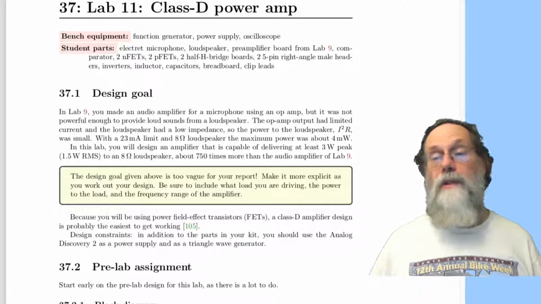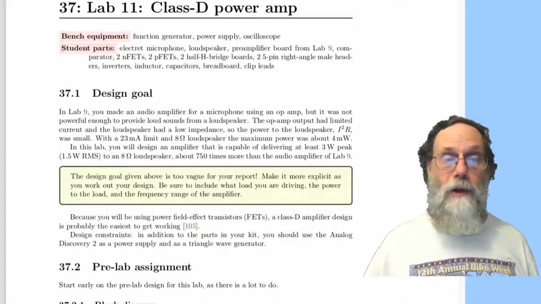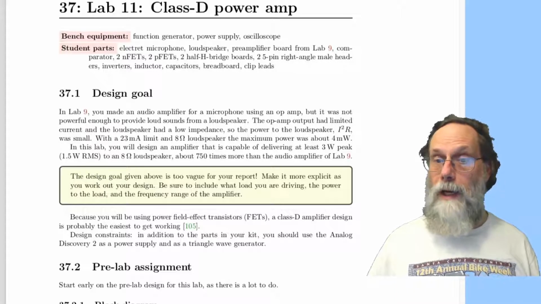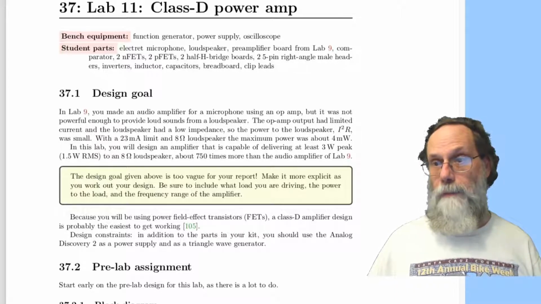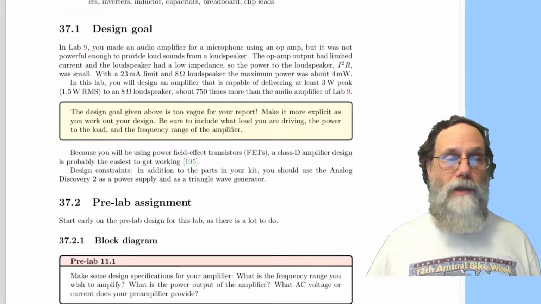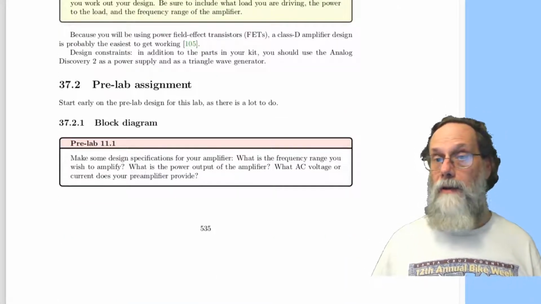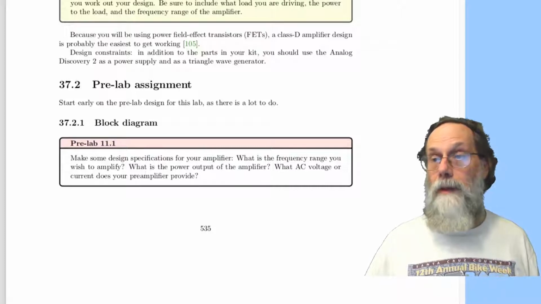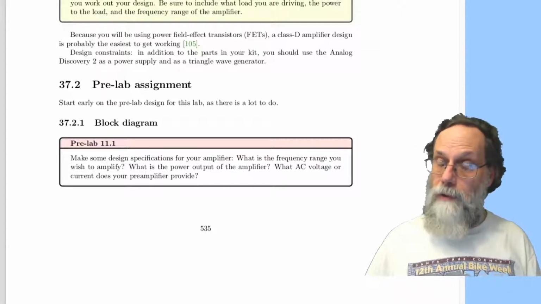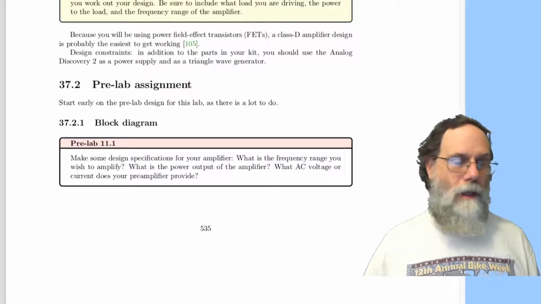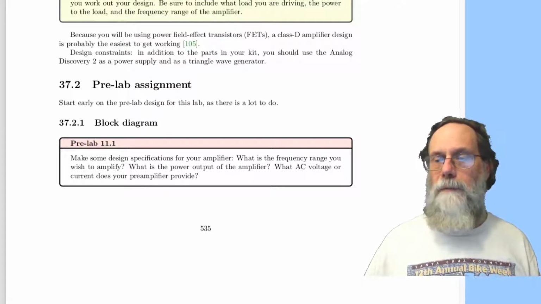Okay, so design constraints on this one, in addition to whatever parts you've got in your lab kit, you can also use the Analog Discovery 2 as both a power supply and as a triangle wave generator. Okay, so what are the parts you're going to have to do? Well, one of the first things you have to do is come up with a block diagram, and that means you've got to come up with what are the inputs and what are the outputs of your system, and what are the main criteria on the various signals you've got there. What do you know about them?